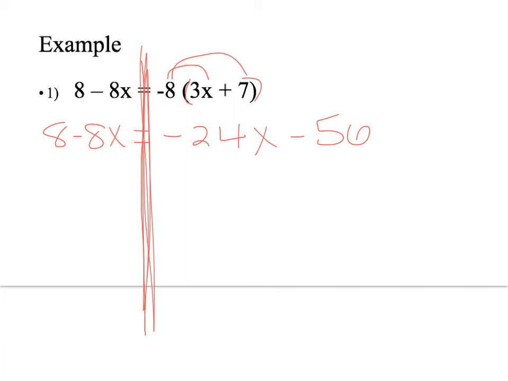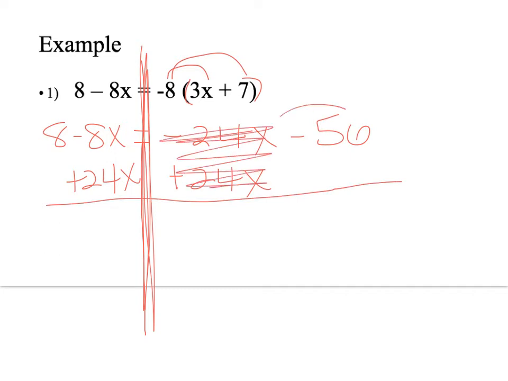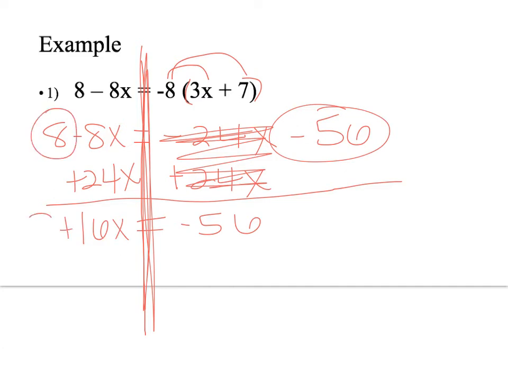Negative 24 is actually smaller than negative 8, so I'll move 24x by adding it. The 24s will go away, leaving me with negative 56 equals negative 8 plus 24, which is 16. It's positive. Bring down your 8. And now we have a two-step equation.